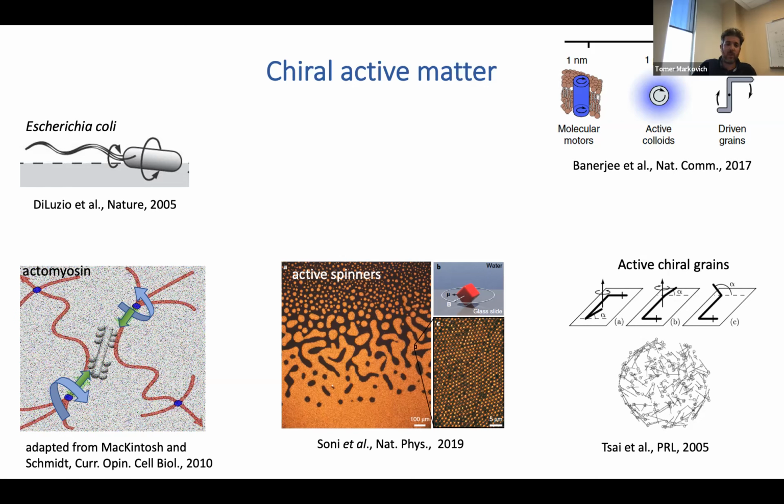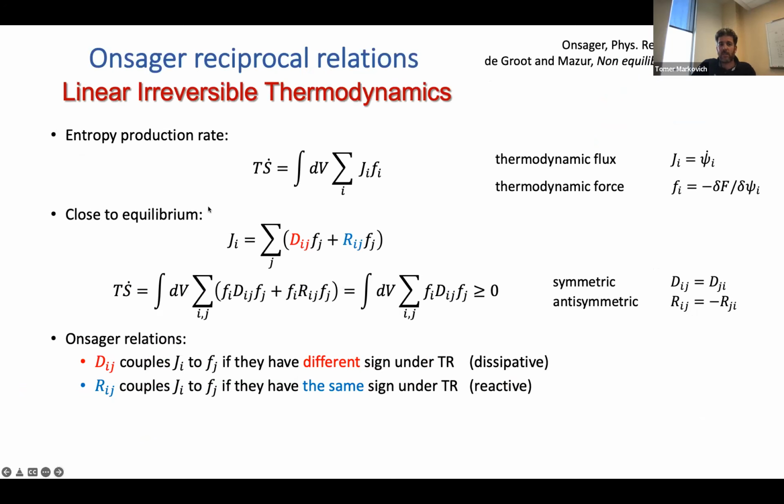So I want to talk about odd viscosity, but to do it, I want to do a short introduction about Onsager relations. What Onsager said is something very interesting and simple. He said that the heat production rate, or T times the entropy production rate, can always be written as a sum of thermodynamic fluxes times thermodynamic forces. And then, if we're close enough to equilibrium, we can expand the fluxes to linear order in terms of the forces.